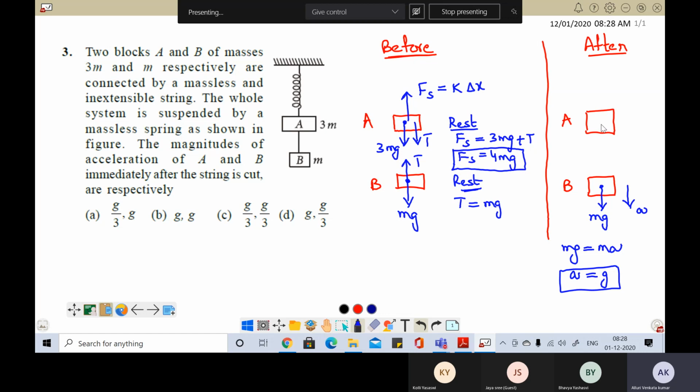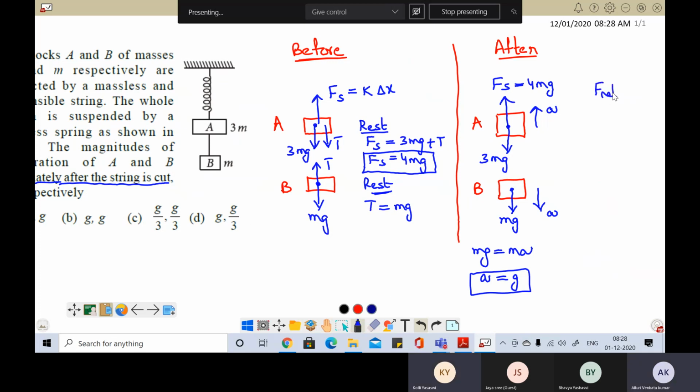Now block A, tell me. It will have the 3mg gravitational force and the spring force K delta X. Now what is the value of the spring force? 4mg, correct. Will it change? No, that is the main concept. Spring force doesn't change instantaneously, and they will always ask just immediately after the string is cut. Okay. So now which force is more, 4mg or 3mg? 4mg, sir. So it will go which side? Upwards.